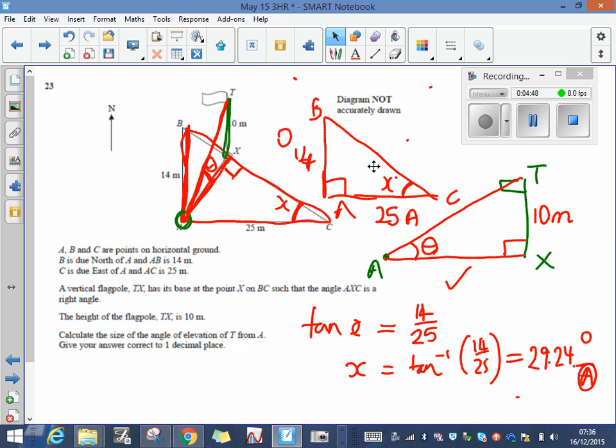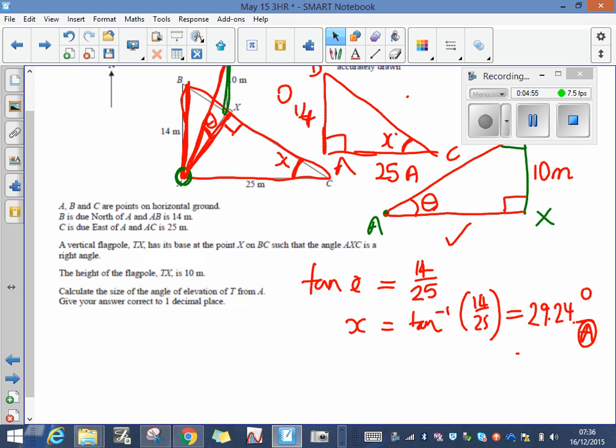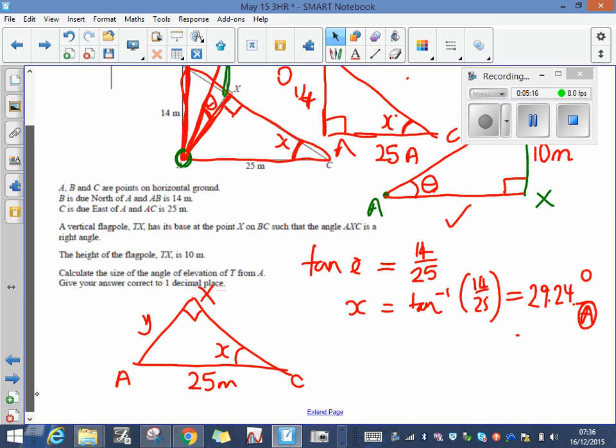Okay, so going back to the angle that I've now got, I want to find now the length of AX. Remember, if I can find the length of AX, then I'm sorted. So I'm just going to draw this part of the triangle again, where I've got the 25 meters here, I know that that angle there is X. So this is point A, this is point C, this is point X. I know that this angle here is a right angle, and this is the side here that I'd like to find. Let's call it Y. So this angle here, sorry, it's not X anymore. We know that this angle here is the 29.24.